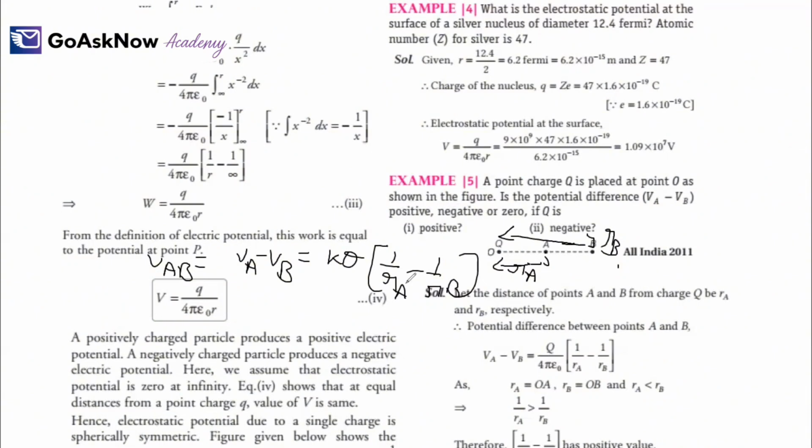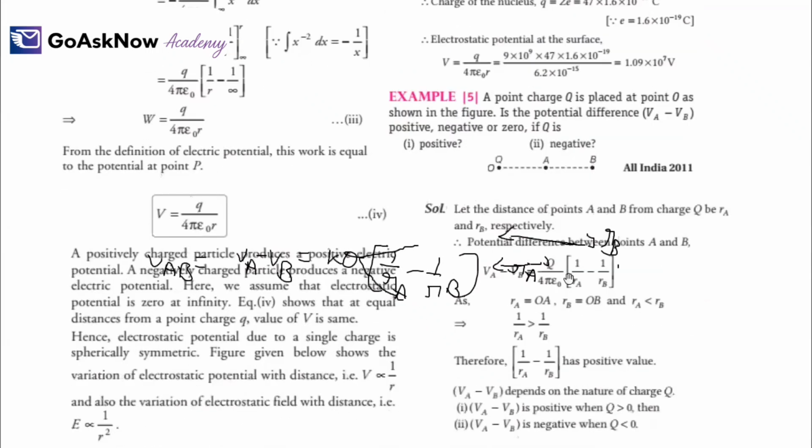Now RA will be equal to OA, because it is already seen here that the OA distance is RA and RB is equal to OB, and RA is less than RB here. You can see that RA is less than RB. Now this implies that 1 by RA is greater than 1 by RB. Therefore, the sign of the expression 1 by RA minus 1 by RB will be a positive value.